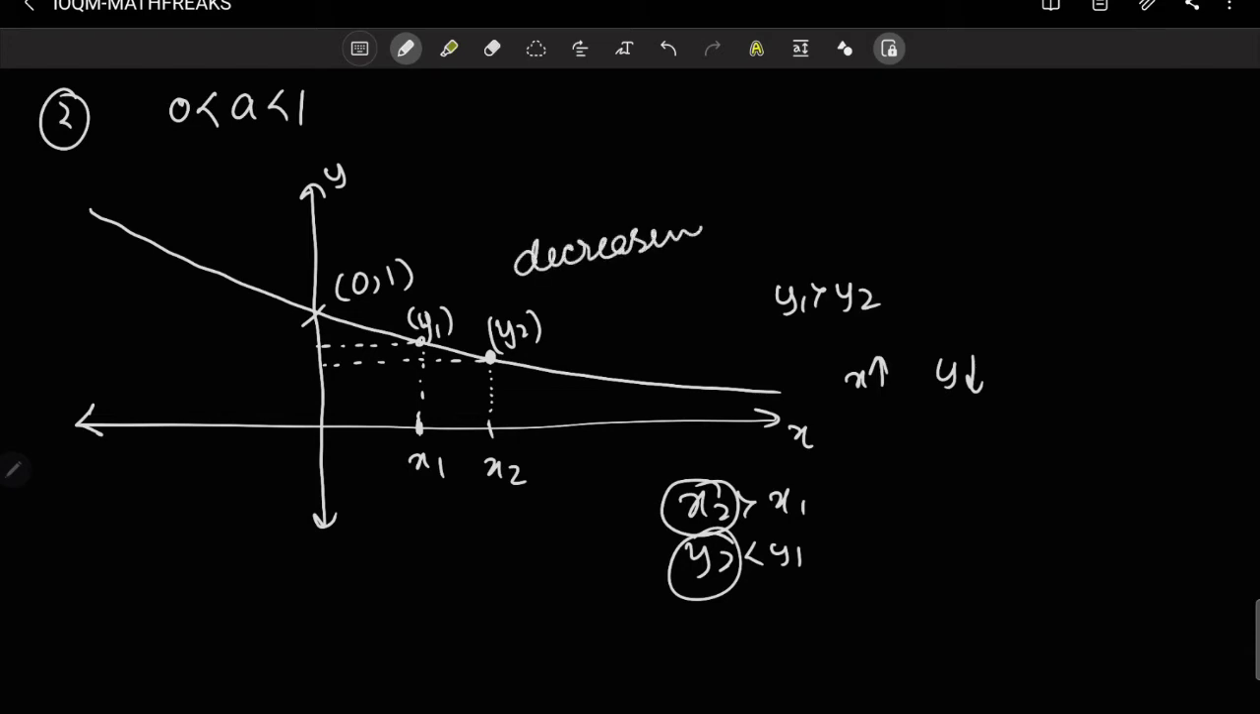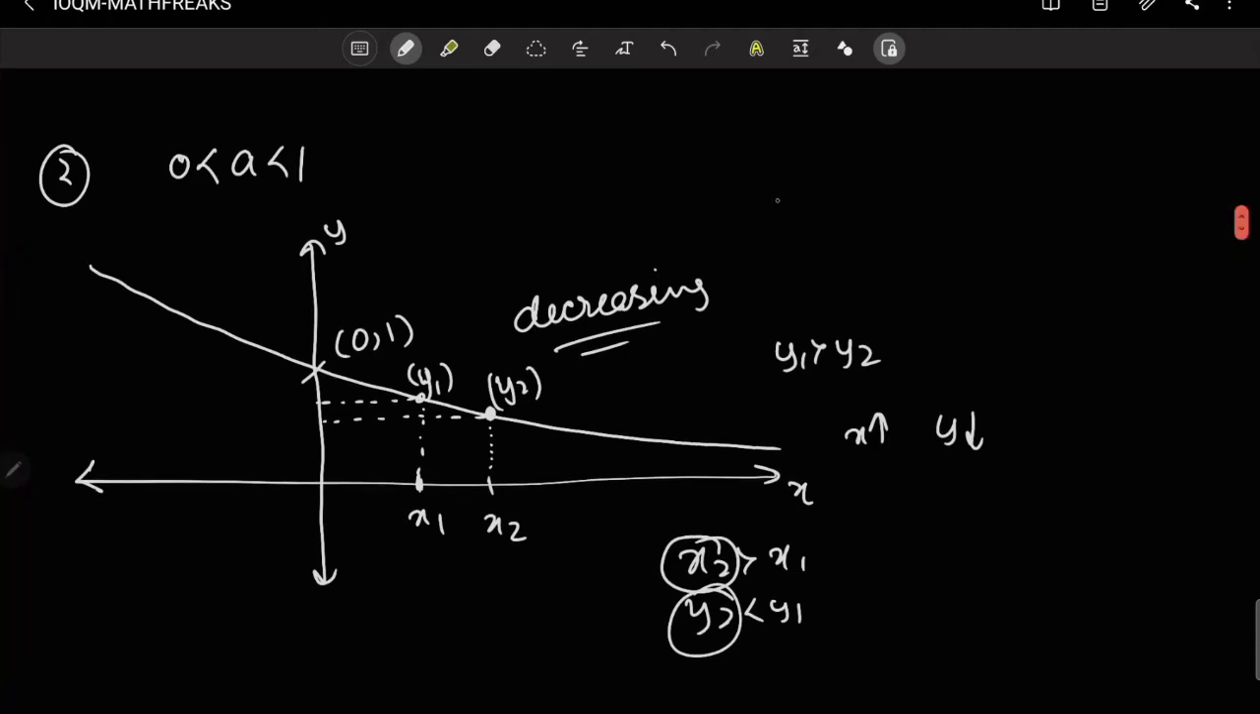Now again, if you want to check this, you can check it for, say, y equals 1 by 2 raised to the power x. See, if you increase x, this denominator will increase and finally our y will decrease. Correct. So this is known as a decreasing graph.